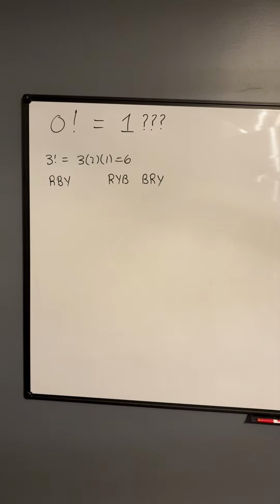So if I have 0 factorial, that's asking the number of ways I can arrange 0 objects. And there's only one option, and it's just to not do anything because we have no objects, right? So that's kind of a real world sense.